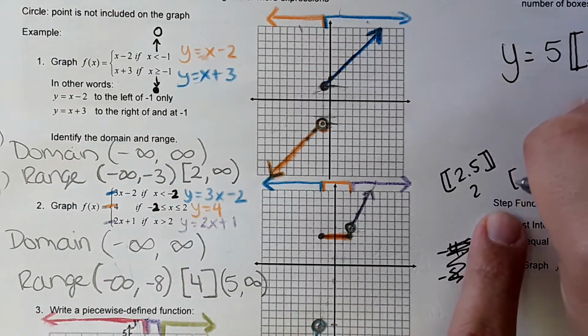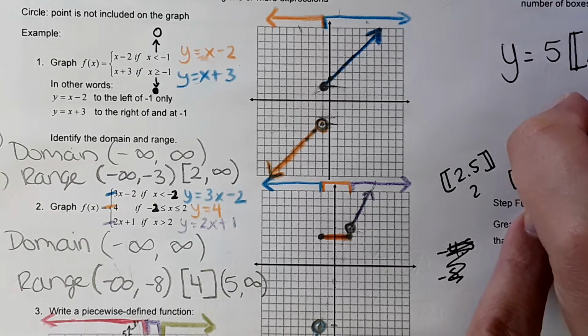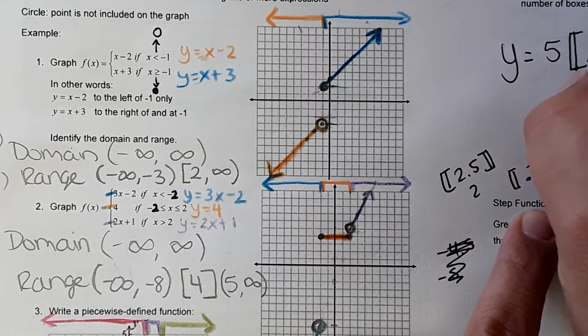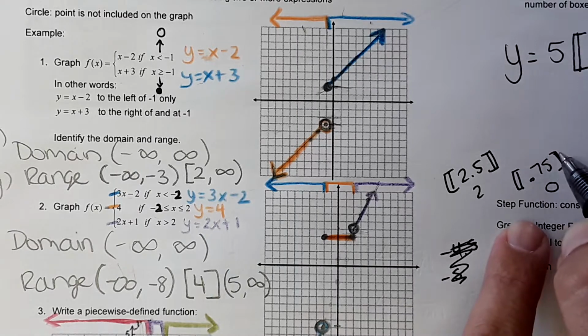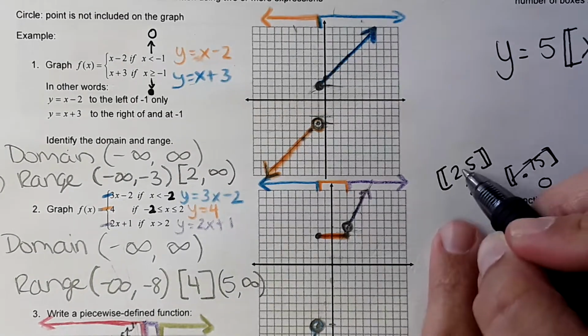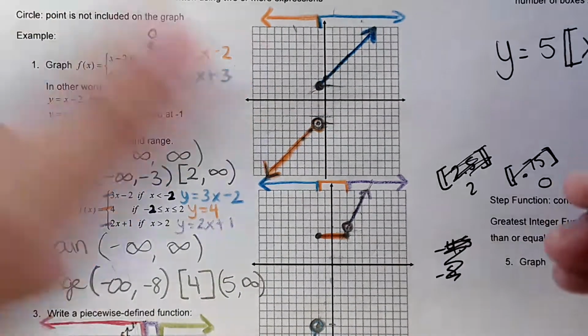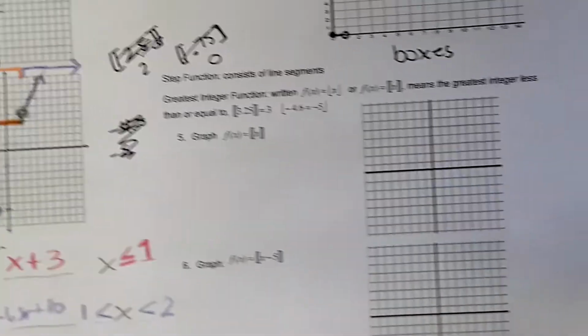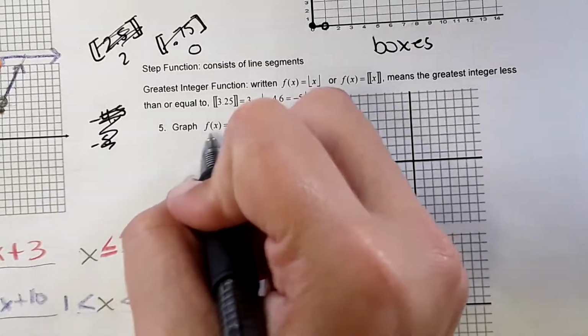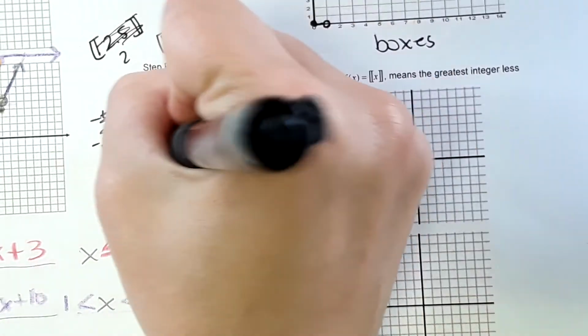But for the most part, like if you have, let's say, 2.5, the integer less than that would be 2. Or if you have, let's say, 0.75, the integer less than that would be 0. And so you don't solve it as 0.75, it's just 0. Okay. Again, we're spending another day on that, so don't stress it too much. But here, we're going to set up a function table.